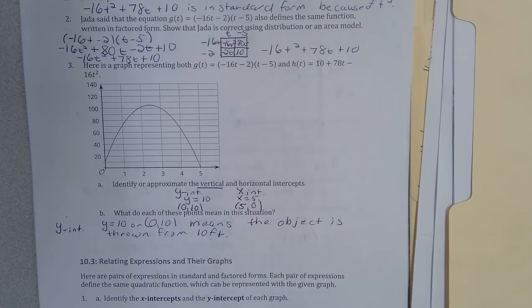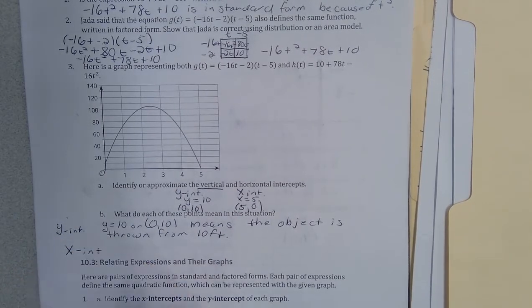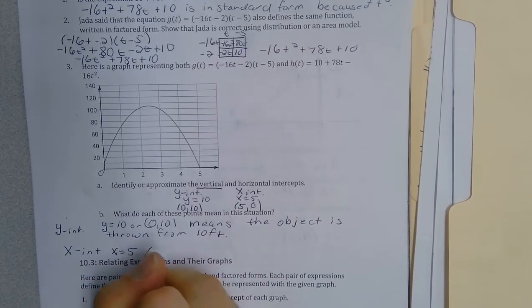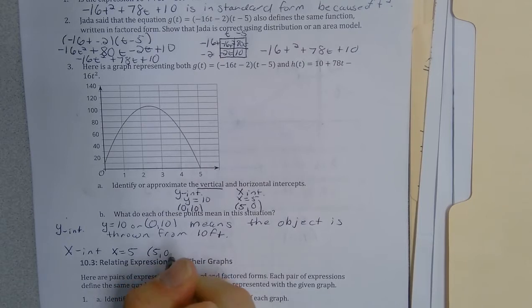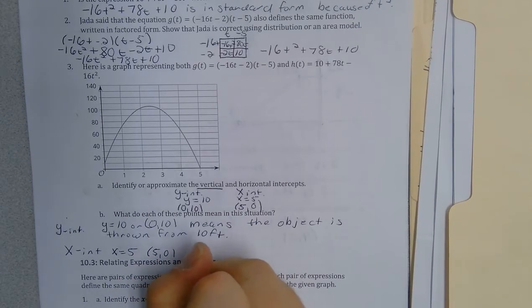And then if we look also at the x-intercept or the horizontal intercept, so that just means x equals 5 or the point 5, 0. And again, that's 5 seconds and 0 feet. So the object hits the ground after 5 seconds.